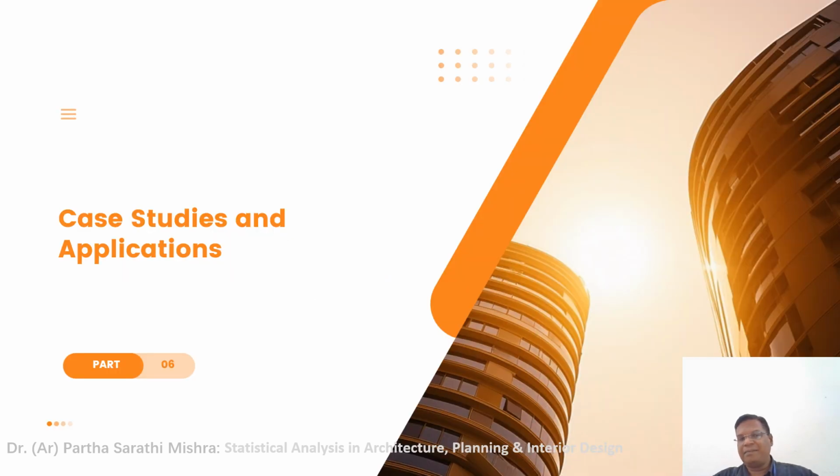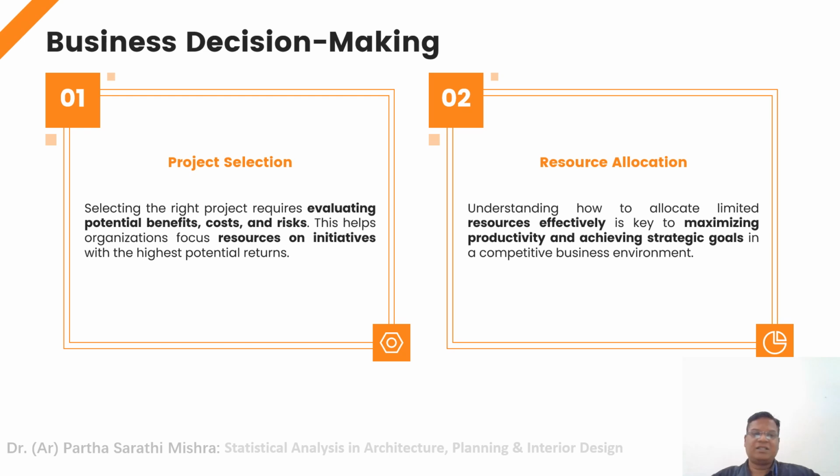So next is the case study and applications. As I told you, project selection and business decision making: how we can do business decision making, like evaluating the potential benefits, the cost criteria, and the risk factors. This helps organizations focus resources on initiatives with the highest potential returns. And again, with resource allocation in business decision making, understanding how to allocate limited resources effectively is key to maximizing productivity and achieving strategic goals in a competitive business environment.